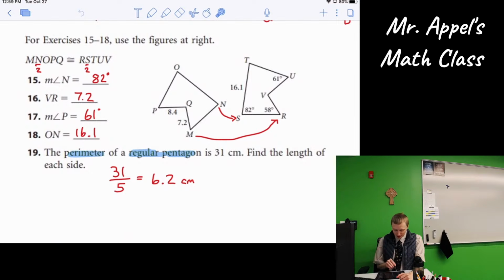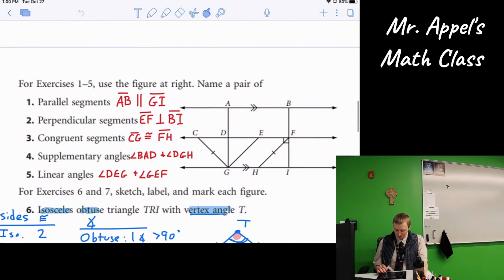Anyways, the perimeter then of a regular pentagon. Regular means all sides are the same, so I can just divide the whole perimeter by 5 to find the length of each one. Are there any questions on that first page? No? Then let's go on.